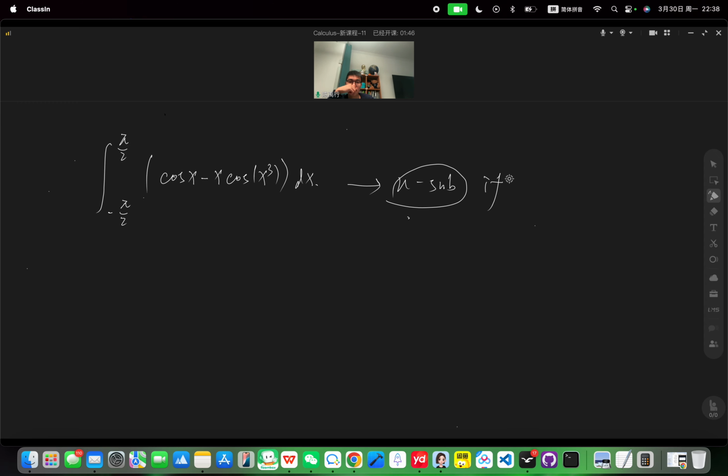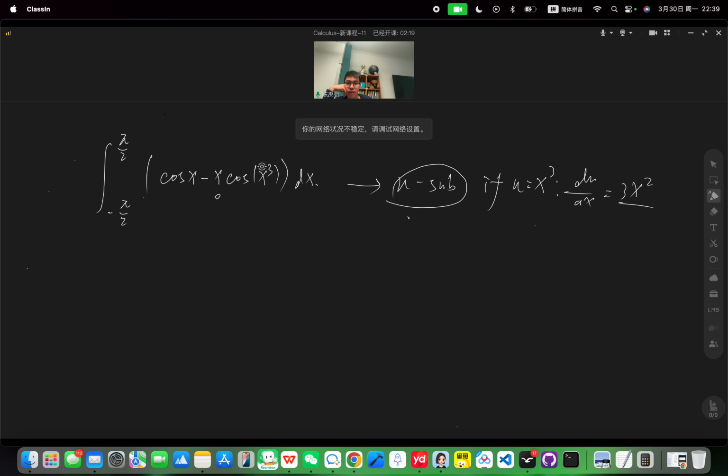Say u equals x cubed, and then du over dx is 3 times x squared. So there must be an x squared, and we can find that the difference between the x and the x squared is just an x.